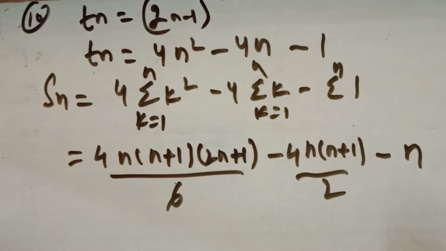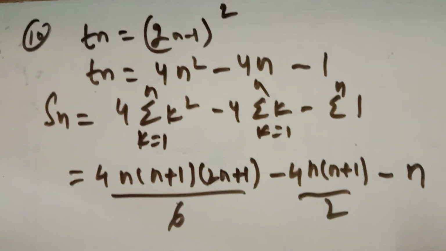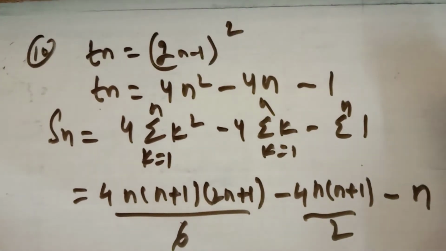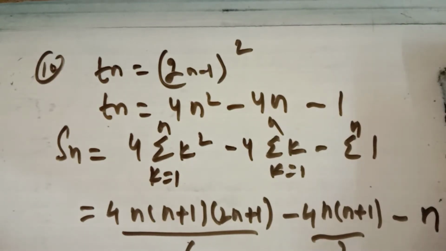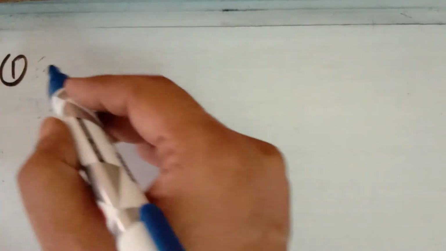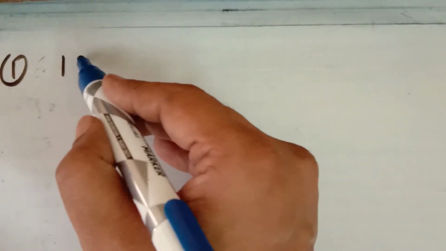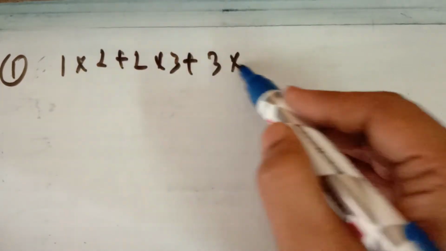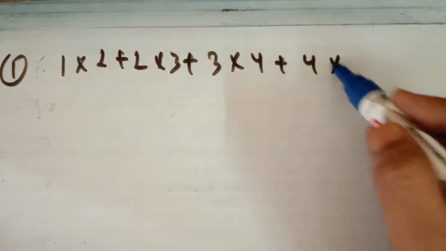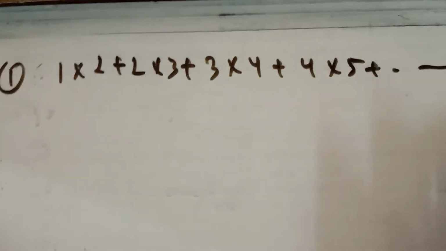The general concept is, if you know the nth term, you can find the sum of any sequence. This is the last 3 questions of your exercise where the nth term is given. But from the starting question of this exercise, if it is 1 into 2 plus 2 into 3 plus 3 into 4 plus 4 into 5, you have to find the sum of this sequence.